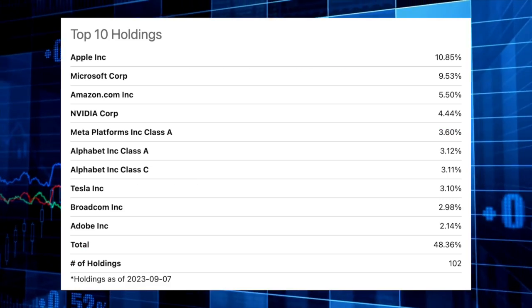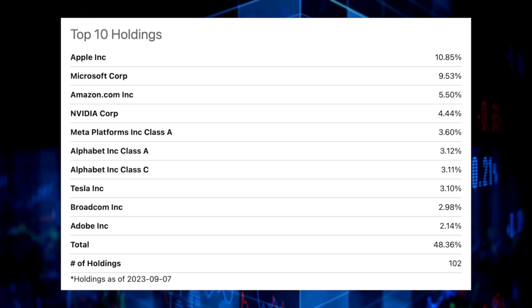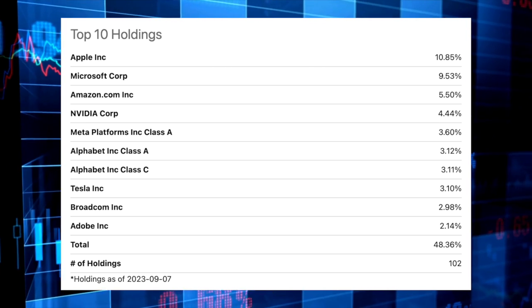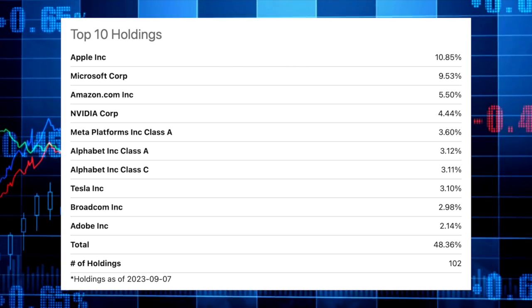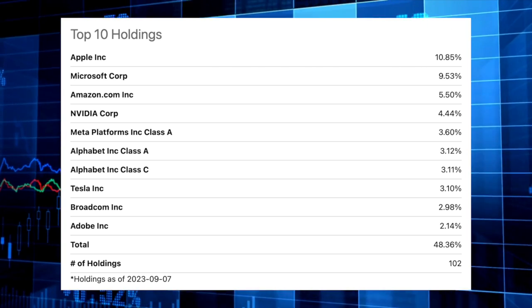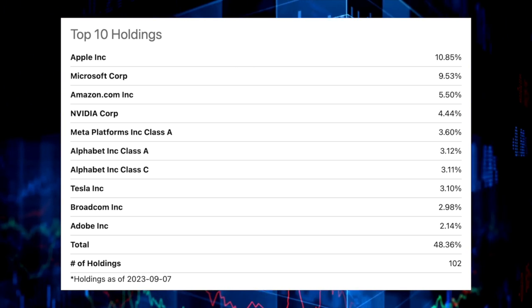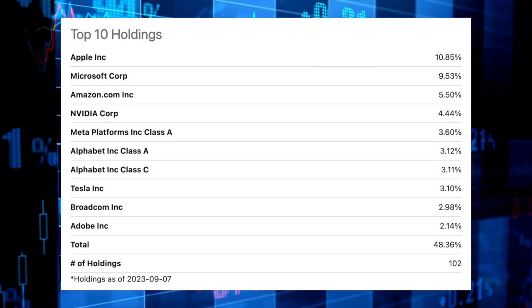Now let's take a look at the top holdings, and as you can imagine, the top 10 is filled with technology companies. Apple and Microsoft lead the way with nearly 20% exposure between the two companies. They are then followed by Amazon, Nvidia, Meta Platforms, Alphabet, Tesla, Broadcom, and Adobe. These top 10 holdings account for 48% of the entire fund, and the fund has a total of 102 positions. So where do we rank QQQ?